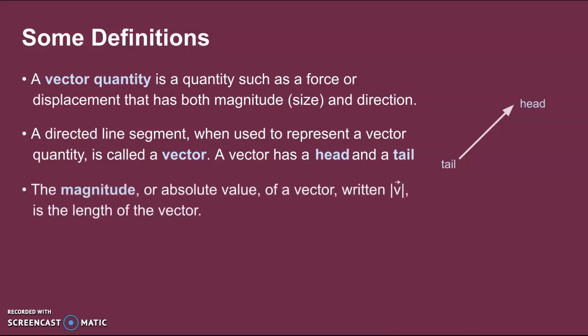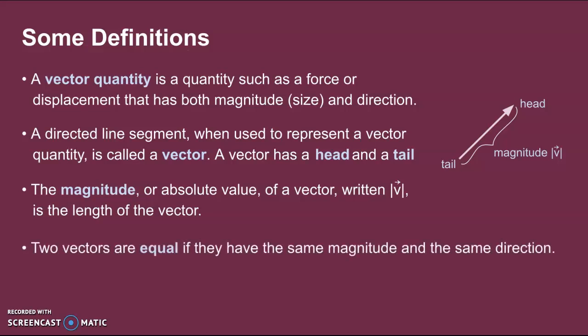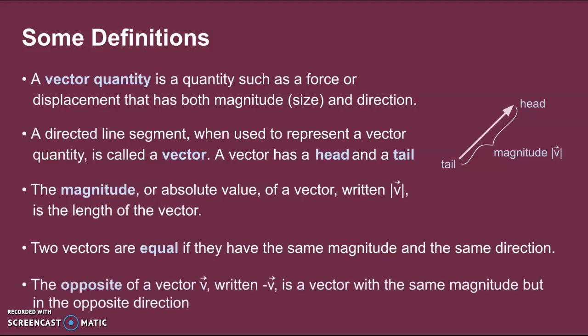The magnitude, or absolute value, of a vector is written with a V inside absolute value signs and a little arrow above the V, and is the length of the vector. So you can see that in the picture on the right. Two vectors are equal if they have the same magnitude and the same direction, but they don't have to be in the same place. The opposite of a vector V is written with a negative sign in front of the V, and it's a vector with the same magnitude, but going in the opposite direction.